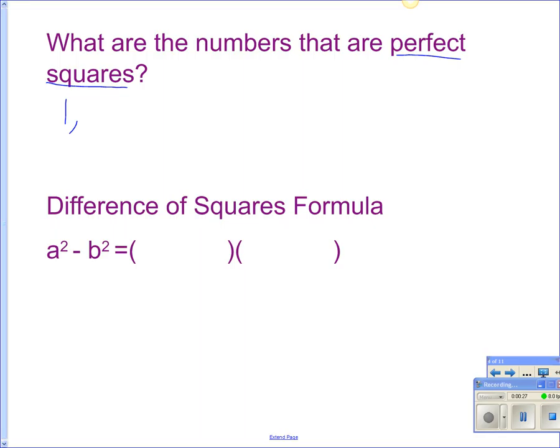What's 2 times 2? 4. So that's the next one. What's 3 times 3? All right. 4 times 4? 16. How do we get the next one on the list? What do we have to do? 5 times 5. What is that? 25. 6 times 6 is 36. 7 times 7? 49. 8 times 8?